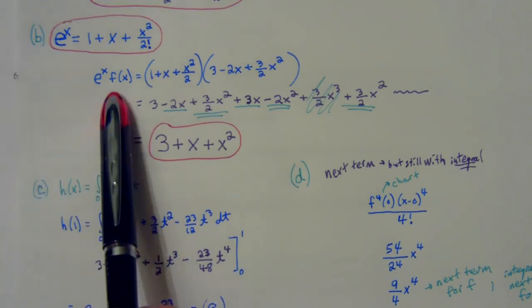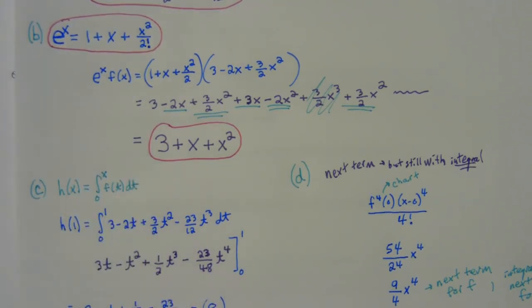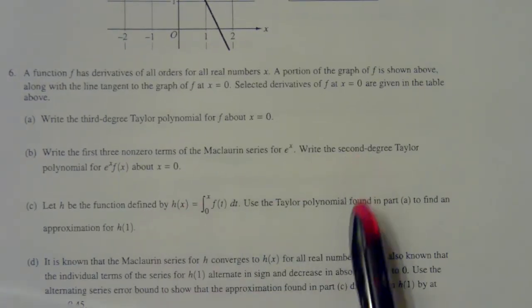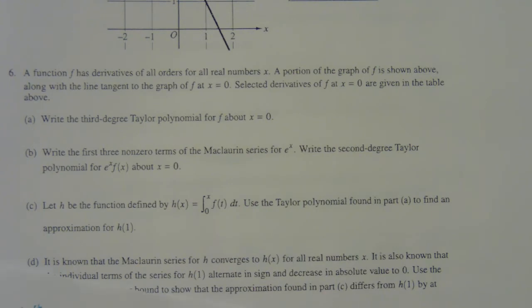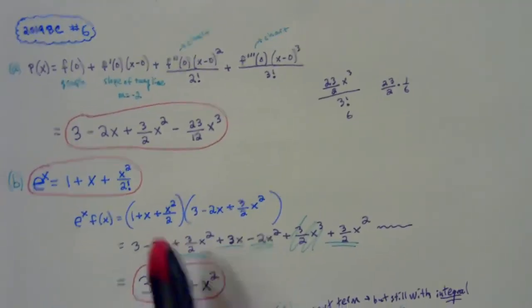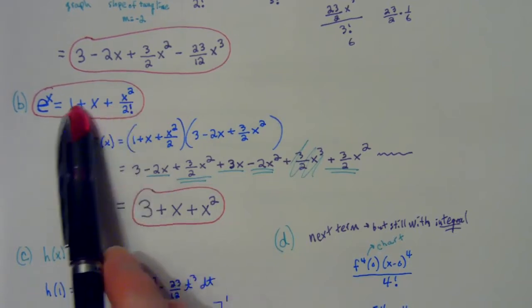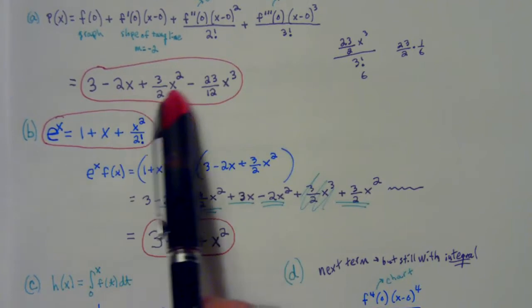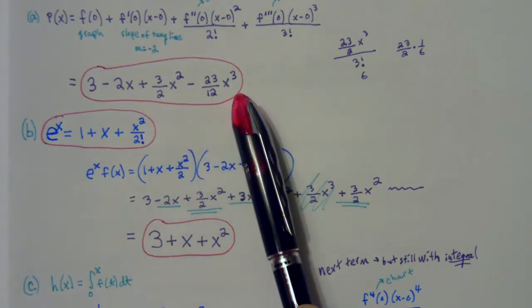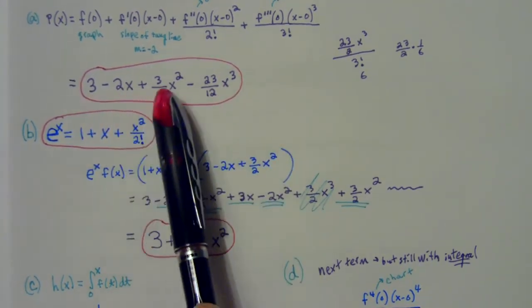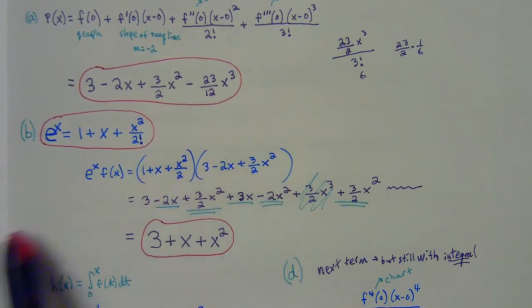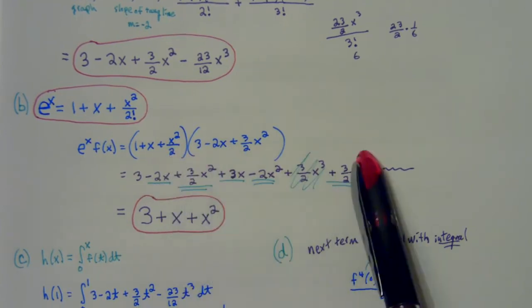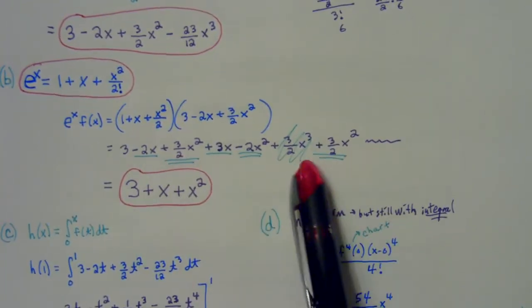When you go e to the x times f of x, I know it seems like a strange thing, but it just wants us to find a second degree polynomial. So once we start getting x cubed and x to the 4th, we'll just stop and throw those out. I took my e to the x terms up to x squared, and then you're multiplying it by the f of x, which is this. I didn't bother to use the x cubed there because we're stopping at the second degree. So I just did straight up distributive property. Took the 1 distributed, took the x distributed, took the x squared over 2 distributed, got a bunch of terms there, and then I got an x cubed.